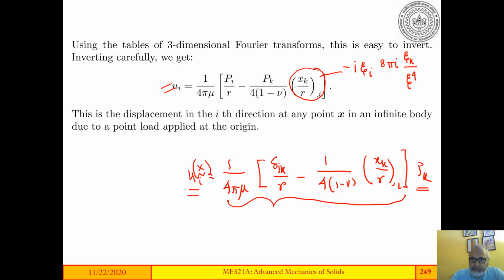Okay. So we will do another problem in 2D after this, which is similar to the Kelvin problem, but this is a very important result, and this forms, as I said, the foundation for finding solutions to much more complicated problems involving infinite bodies.